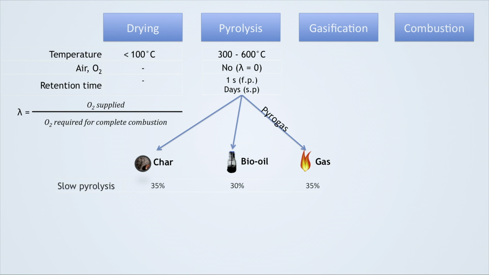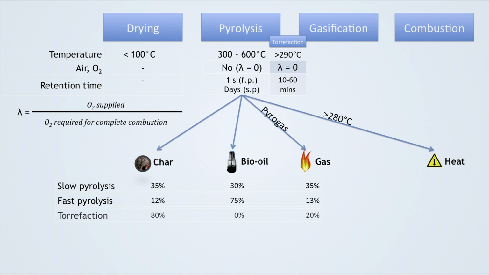In slow pyrolysis, approximately 35% of the input is turned into char, 30% into bio-oil, and 35% into gases. Whereas fast pyrolysis obtains much more liquids, around 75% of the input, and lower solid and gases, 12 and 13% respectively. The reaction after reaching 280 degrees Celsius becomes exothermic and generates heat.